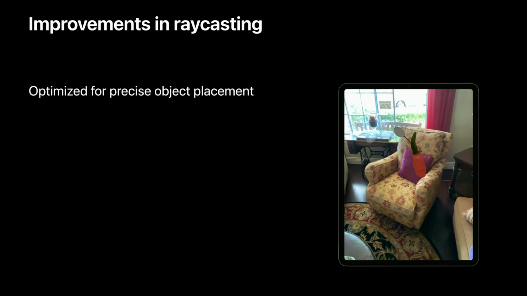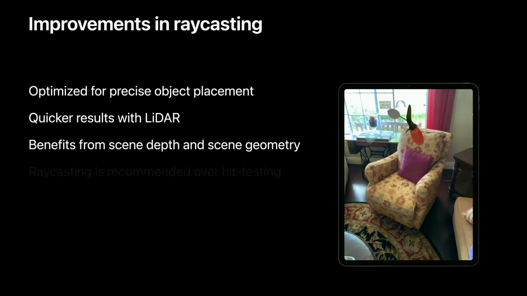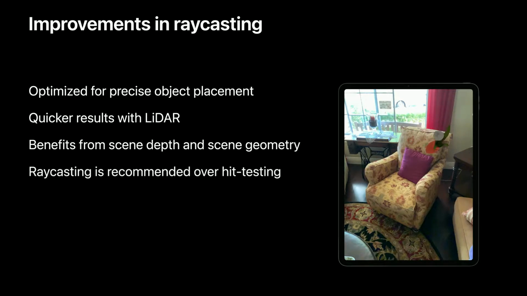Placing objects in ARKit 4 is more precise and quicker thanks to the LiDAR scanner. Your apps that already use raycasting will automatically benefit on a LiDAR-enabled device. Raycasting also leverages scene depth or scene geometry when available to instantly place objects in AR. This works great even on featureless surfaces such as white walls. In iOS 14, the Raycast API is recommended over hit testing for object placement.